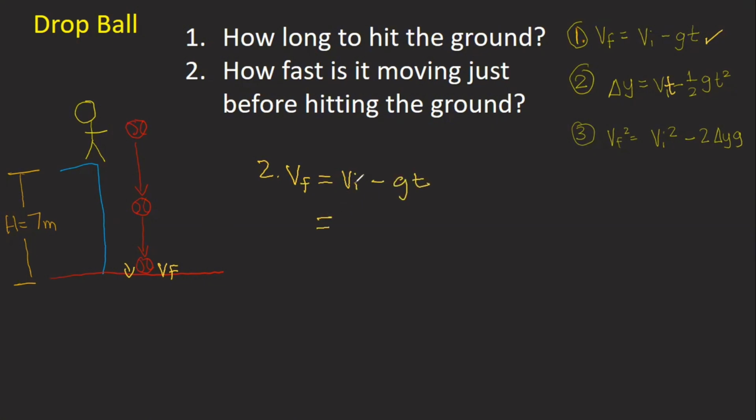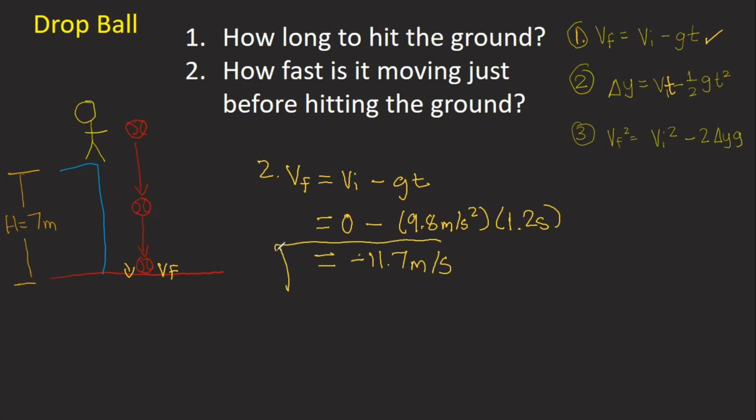We know that the initial velocity is 0, minus 9.8 meters per second squared times the time, which is 1.2 seconds, the one that we solved a while ago. Therefore, it will result to the final velocity, which is negative 11.7 meters per second. So this is the velocity before the ball hits the ground.